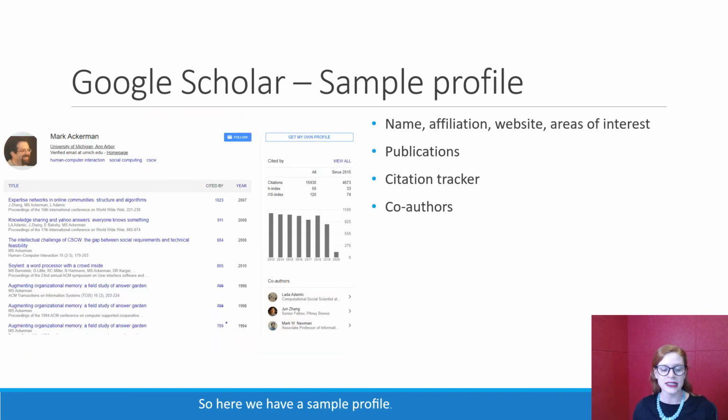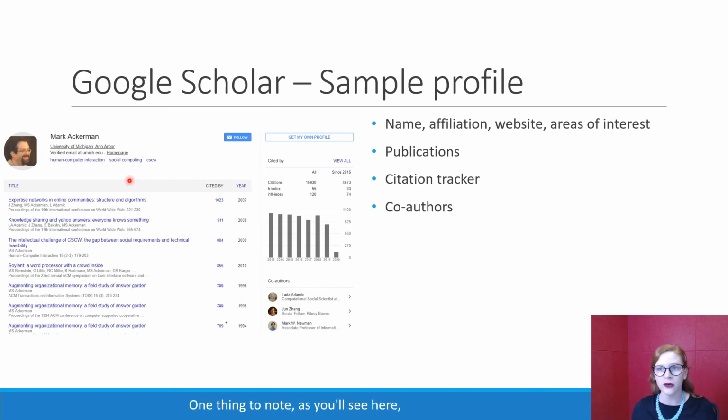So here we have a sample profile. Your Google Scholar profile will include your name, any affiliation, so if you are with the Faculty of Nursing Chiang Mai University as well as other places, it will list that. It lists your areas of interest just below. There's a list of your publications, something called a citation tracker, which just looks at how many citations you have, and you can choose the time period for that. And then co-authors, people that you frequently produce research with.